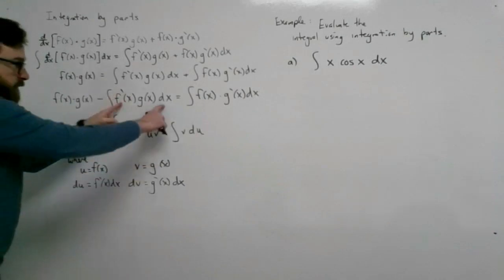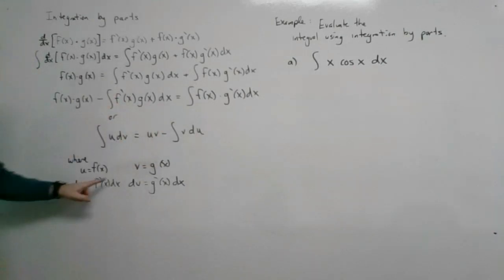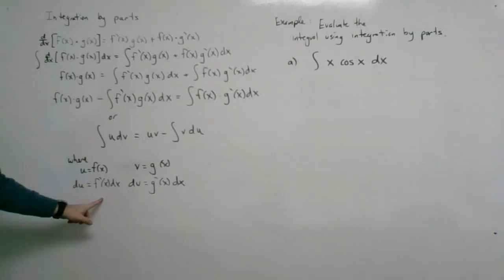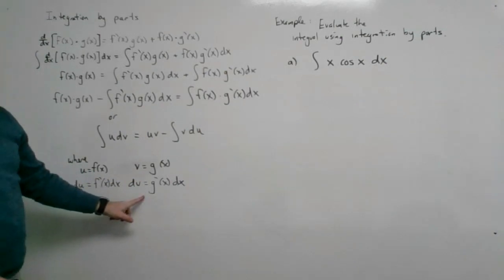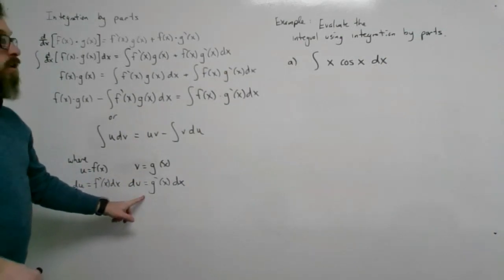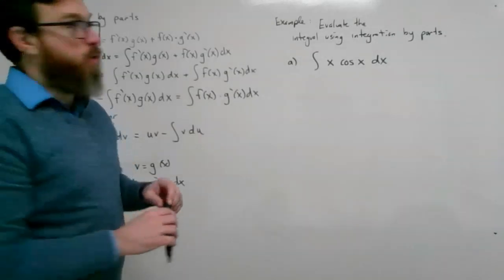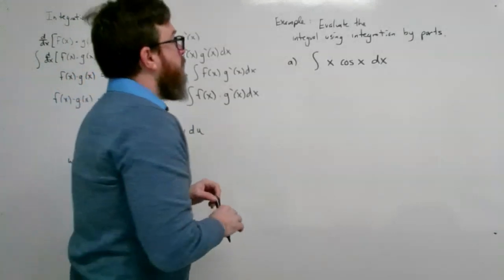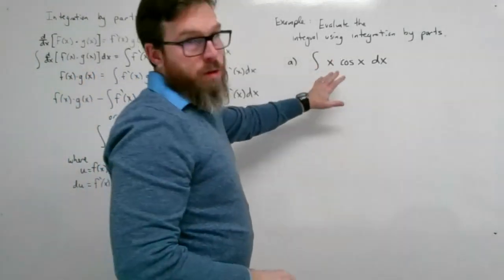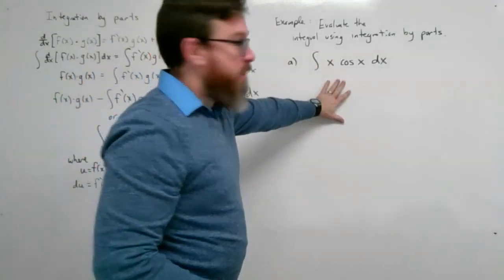So u is f of x, v is g of x, du is f prime of x dx, and dv is g prime of x dx. So really, integration by parts is nothing more than a reorder of the product rule. It's almost like an inverse product rule. Now I'm going to do the method to integrate this.